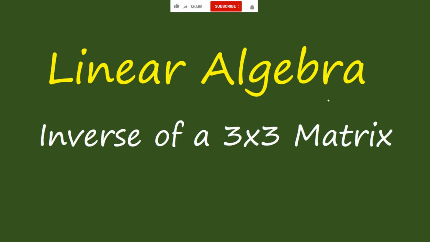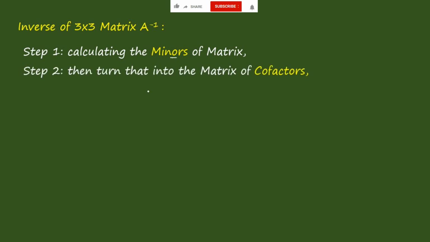Let us start now. Now coming to the inverse of a 3 cross 3 matrix, I'll be showing the steps to be followed to find it. The first step is calculating the minors of a matrix. I'll be showing you how to do it. The second step is to turn that into a matrix of cofactors.